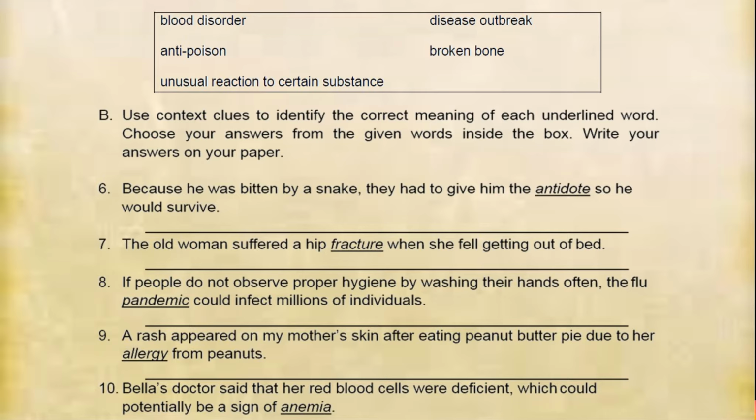6. Because he was bitten by a snake, they had to give him the antidote so he would survive. 7. The old woman suffered a hip fracture when she fell getting out of bed. 8. If people do not observe proper hygiene by washing their hands often, the flu pandemic could infect millions of individuals. 9. A rash appeared on my mother's skin after eating peanut butter pie due to her allergy from peanuts. 10. Bella's doctor said that her red blood cells were deficient, which could potentially be a sign of anemia.